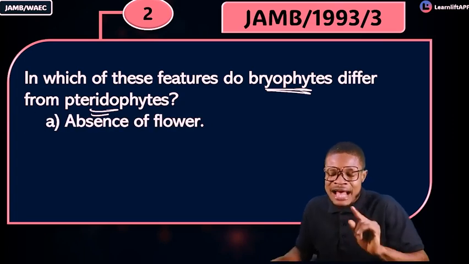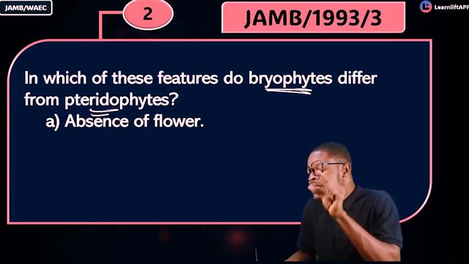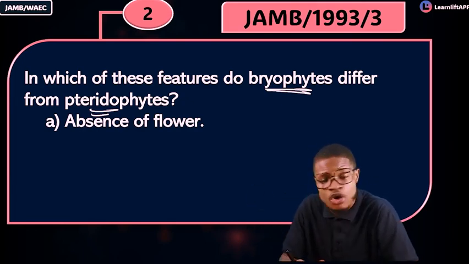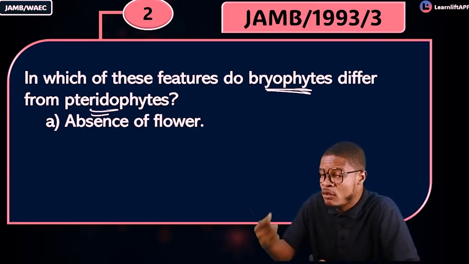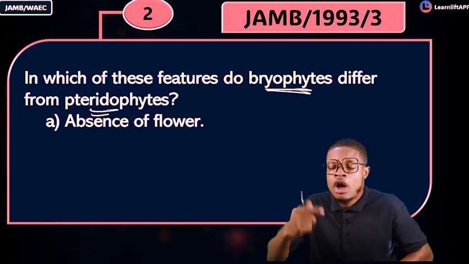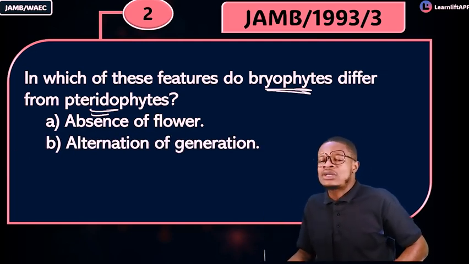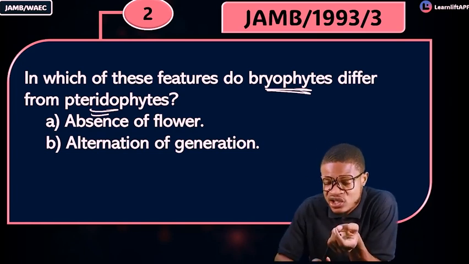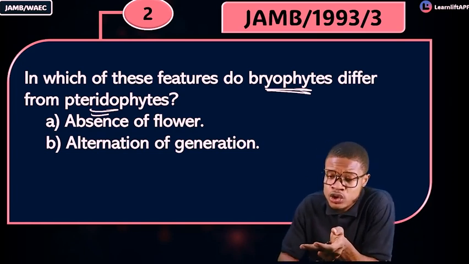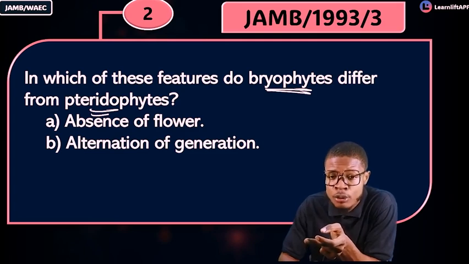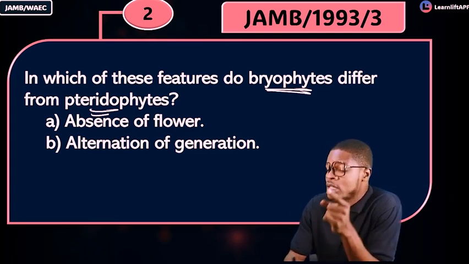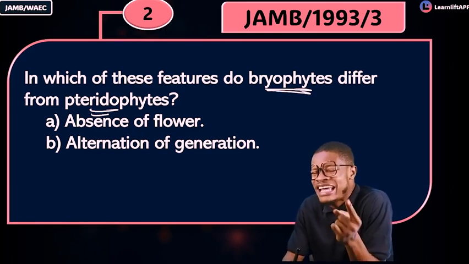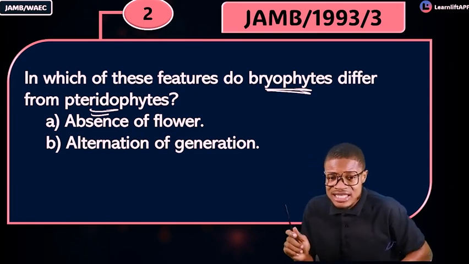Option A says absence of flower. Both pteridophytes and bryophytes, they don't have flowers. They are non-flowering plants because they still produce spores. Option B went ahead to say alternation of generation. Yes, bryophytes undergo alternation of generation. Pteridophytes also undergo alternation of generation. So both of them undergo alternation of generation. The question says, in which of these features do bryophytes differ? So they don't differ in those two.